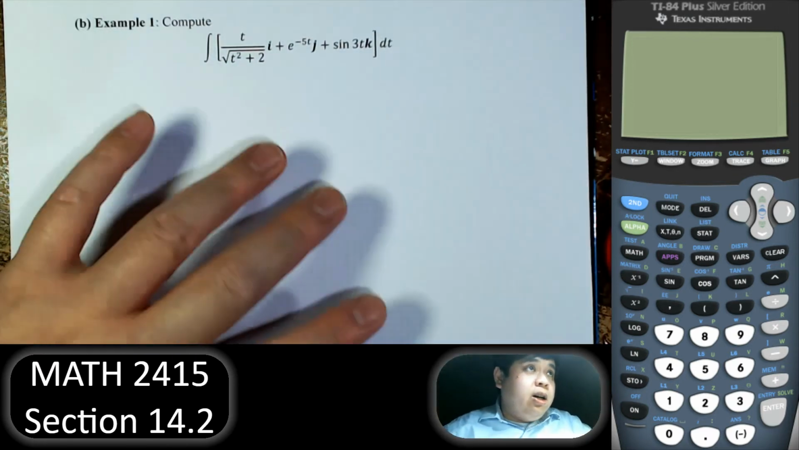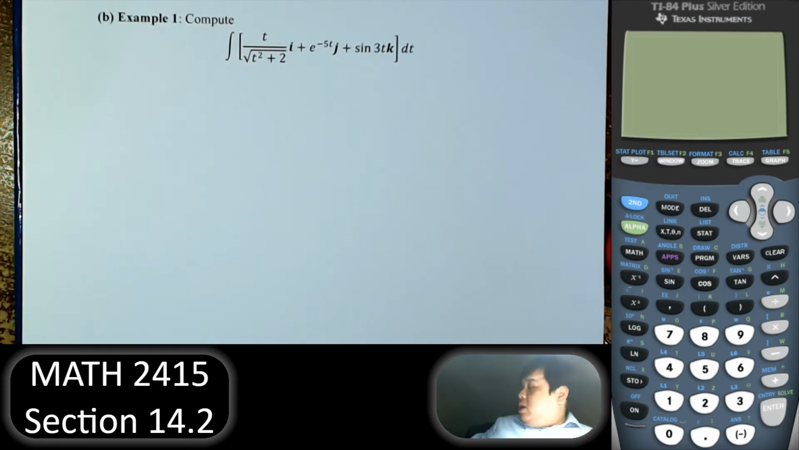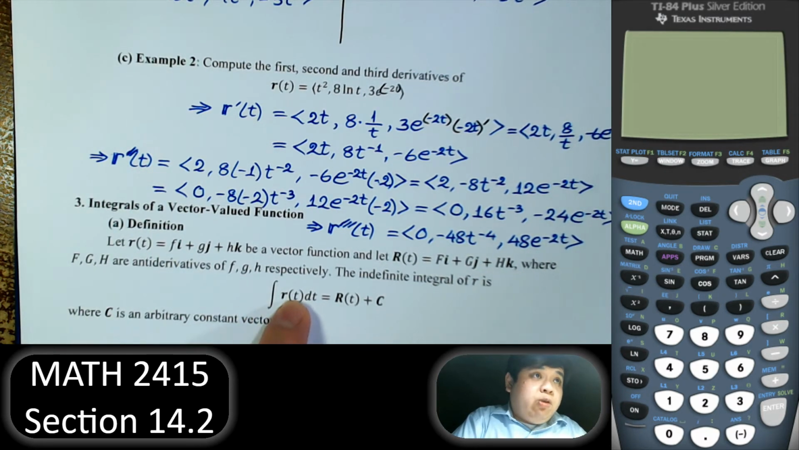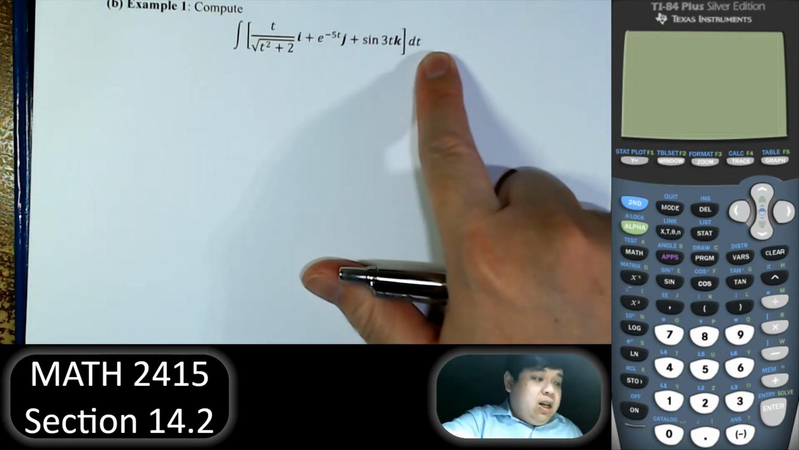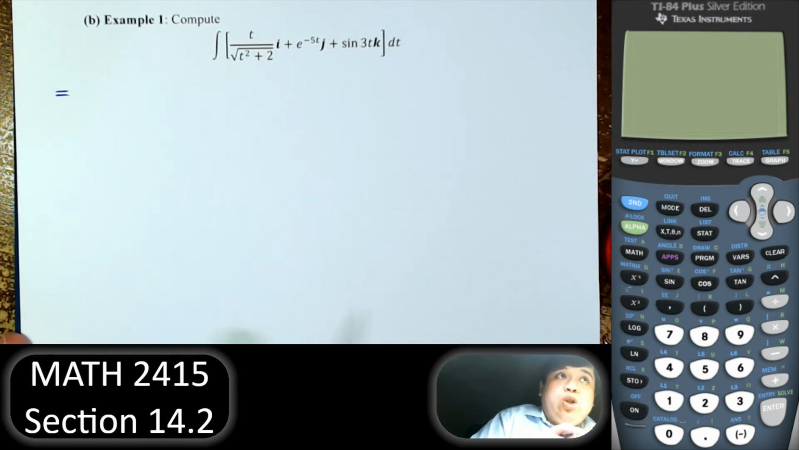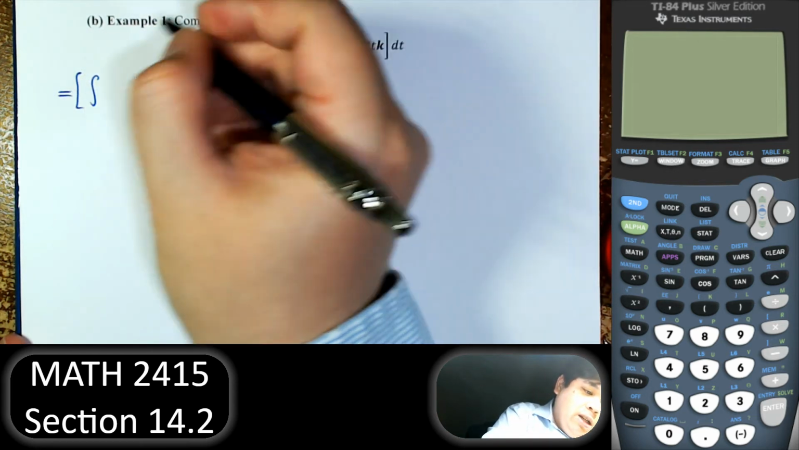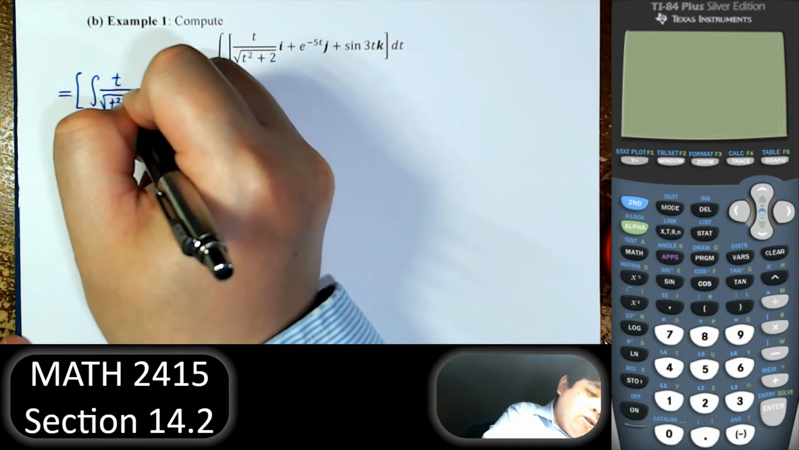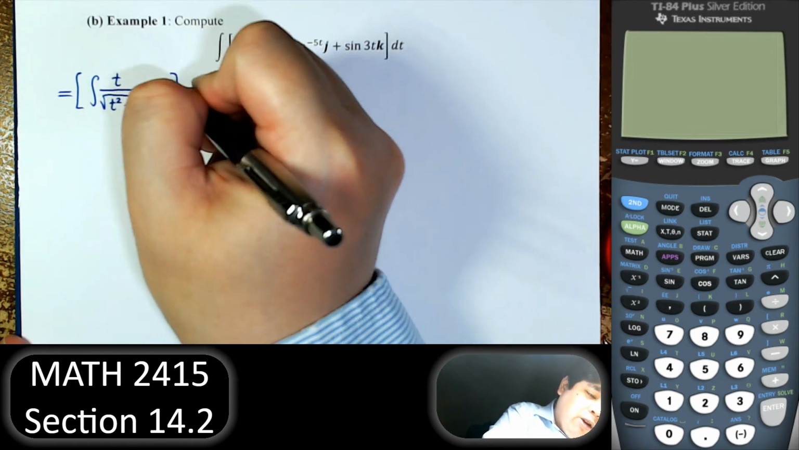So let's look at this problem. So first thing we do is when we integrate the vector value function. By the way, the notation is the integral sign and then the vector value function and then dt. So whatever between the integral and dt, we're going to integrate that. So integrate that, we can just put the integral to each one of them. So I will integrate t over square root of t squared plus 2 dt. That for the I component.